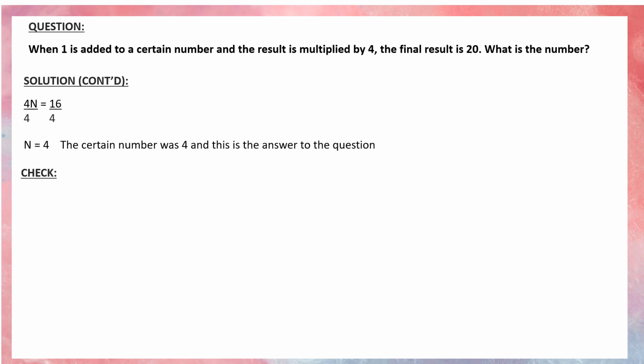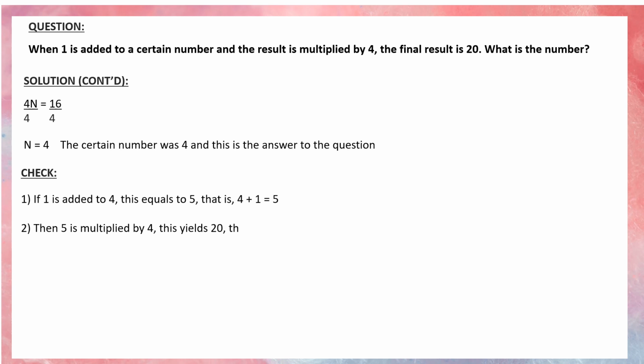But we'll just do a quick check. We're saying that 4 is the answer. So we're saying if 1 is added to 4, this equals 5, and then if we go to the number 2 of the check, we say that 5 is multiplied by 4, which gives us 20, and that satisfies the question above. And so the certain number is 4, correctly solved.